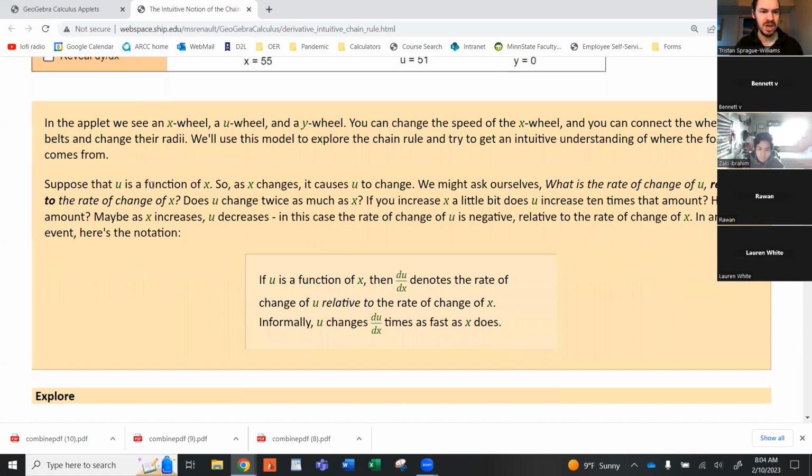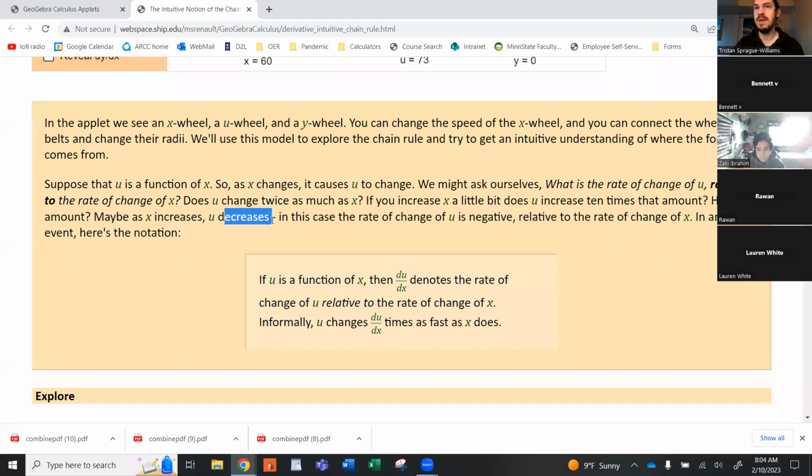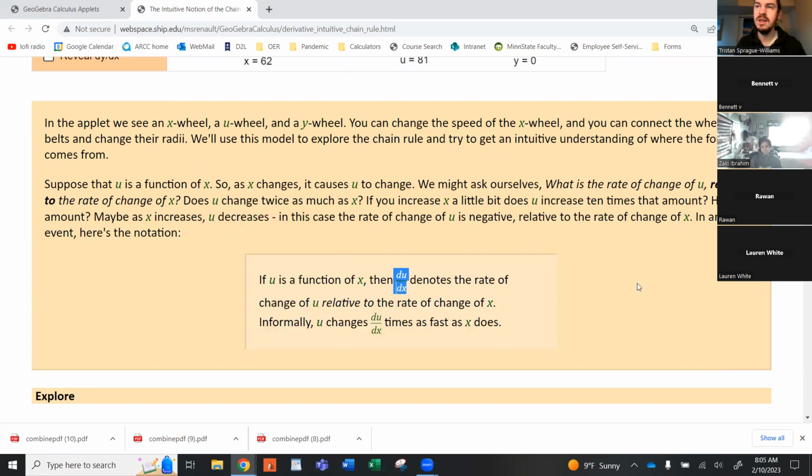Now, there's a nice explanation of it down here, if you scroll down and take a look. What is the rate of change of u relative to the rate of change of x? Does u change twice as much as x? If you increase x a little bit, does u increase 10 times that amount, or just half that amount, or some other amount? Maybe as x increases, u decreases. That would be a negative rate of change. So the notation for that is this derivative notation. du over dx denotes the rate of change in u relative to the rate of change in x.